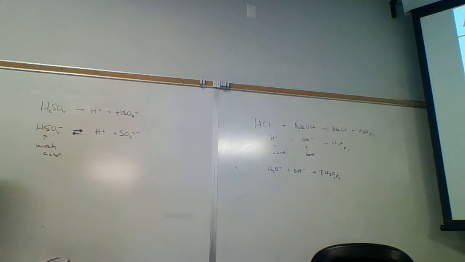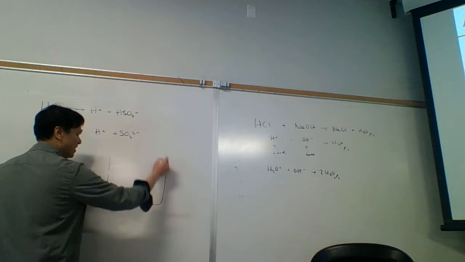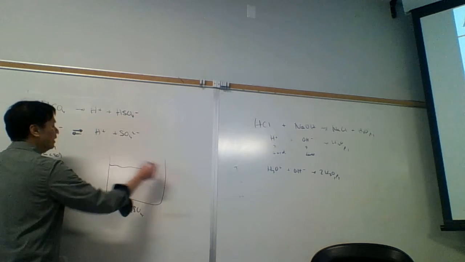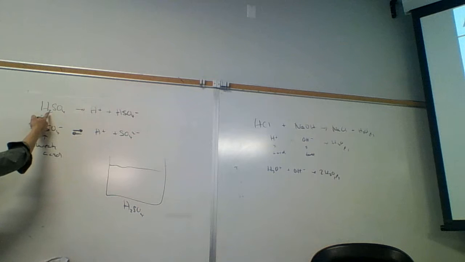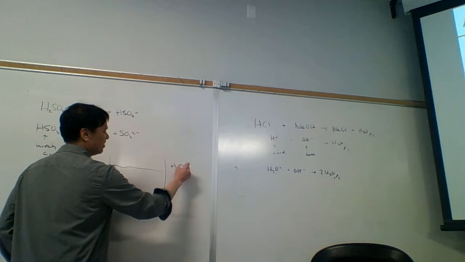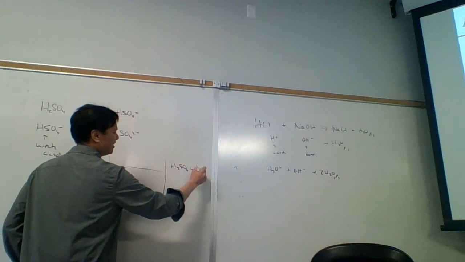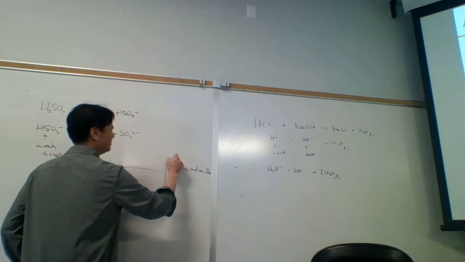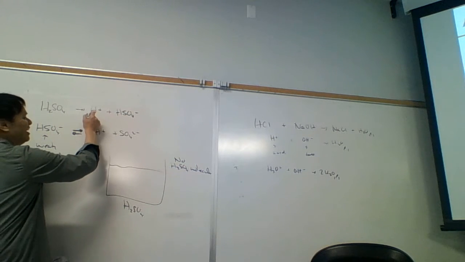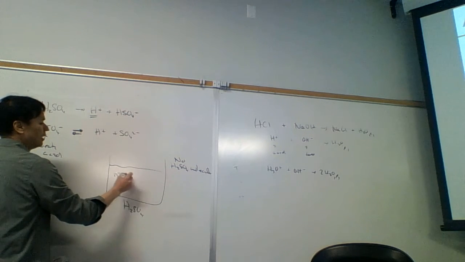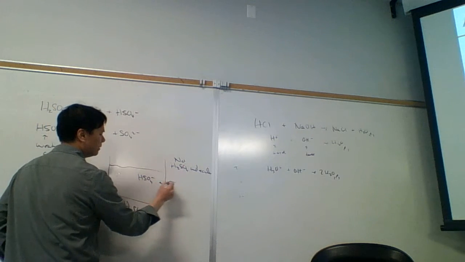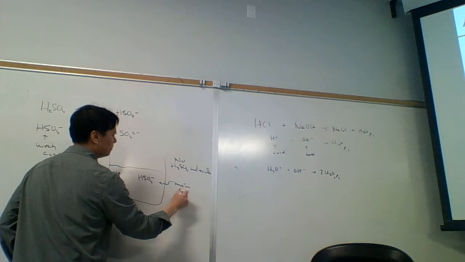And so if I have a solution, let's have a beaker that's labeled H2SO4. I'm going to expect no H2SO4 molecules. So H2SO4 molecules are 0. In fact, I'm going to find mainly H plus and HSO4 minus. These are the main species.